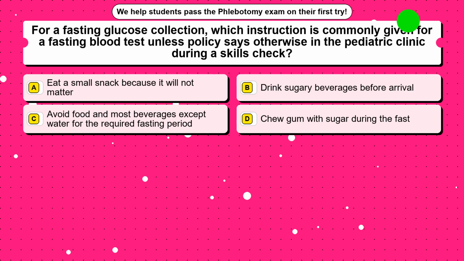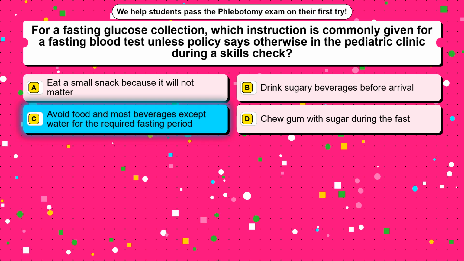Question 85. For a fasting glucose collection, which instruction is commonly given for a fasting blood test unless policy says otherwise in the pediatric clinic during a skills check? Option A. Eat a small snack because it will not matter. Option B. Drink sugary beverages before arrival. Option C. Avoid food and most beverages except water for the required fasting period. Option D. Chew gum with sugar during the fast. The correct answer is option C. Avoid food and most beverages except water for the required fasting period.